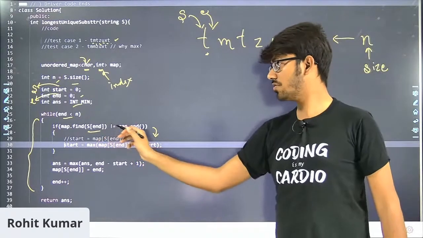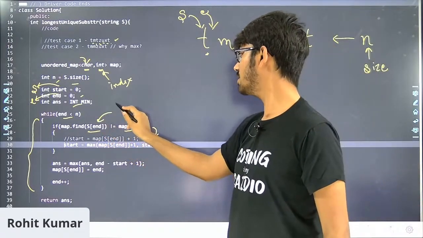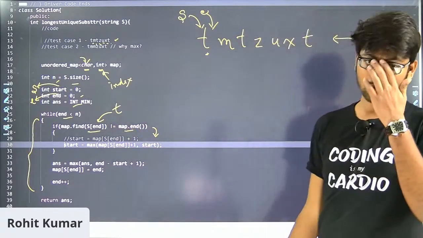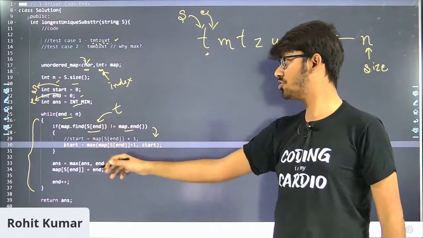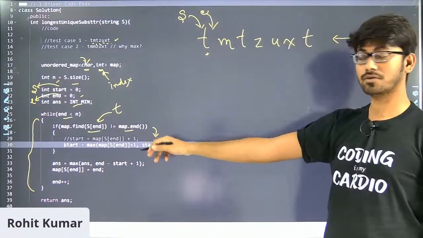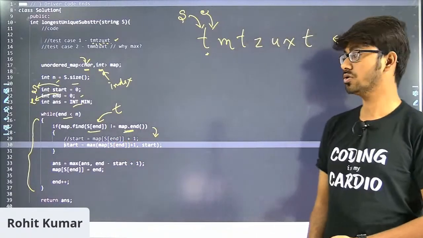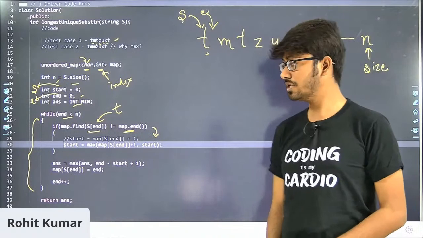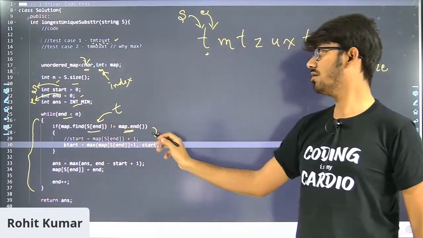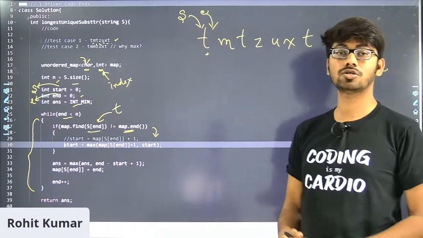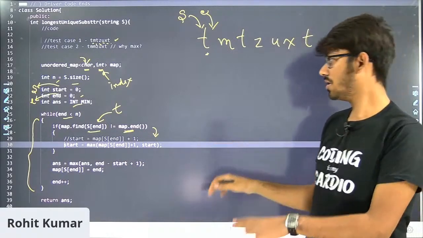This will be not equal to map.end(). First of all, what is there in s[end]? Currently it has t, because s[0] is t. So this if block condition will only become true if t is present in my map. Right now this condition is false, because if you do map.find(t), you will go till map.end(). So you're not going into this right now.